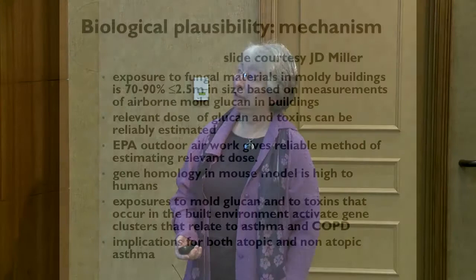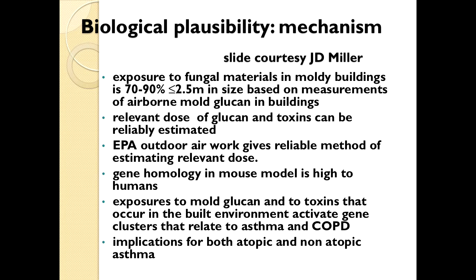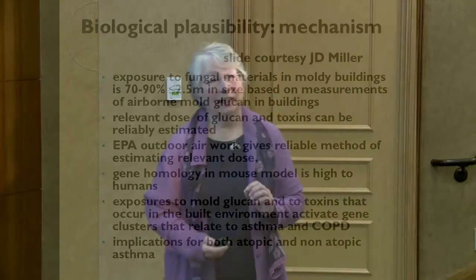So when you had exposure of the mice to particles containing the mycotoxins in question and to beta-D-glucan, you can reliably estimate the concentrations based on EPA work, and it was found that those substances activate the genes that are related to asthma in the mouse. And they activate them not only in atopic mice, but also in non-atopic mice.